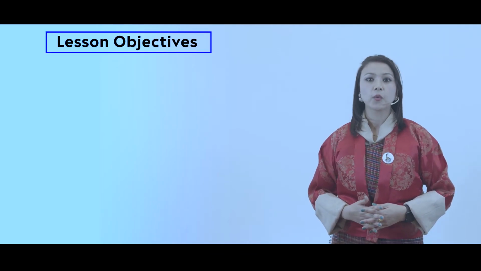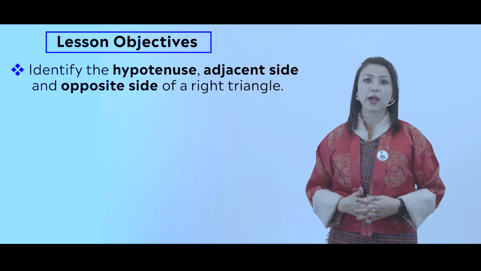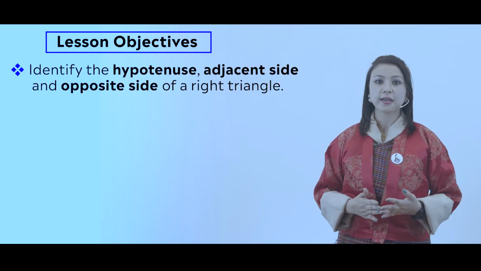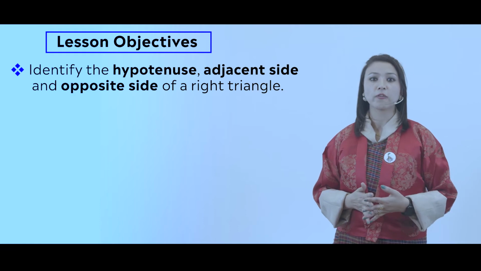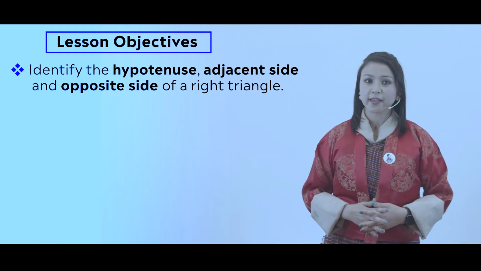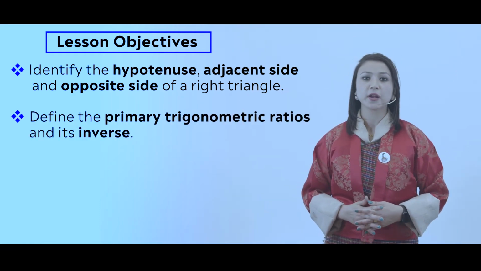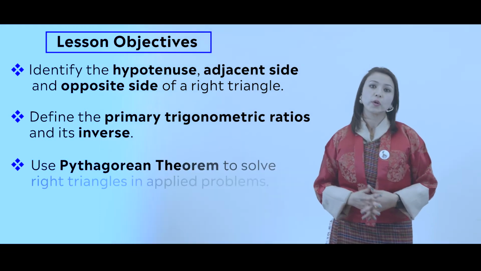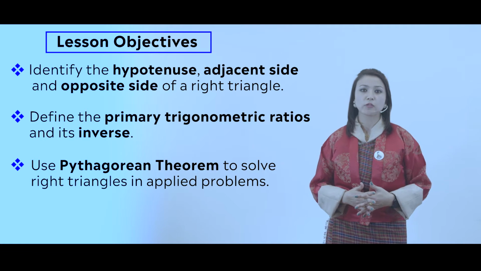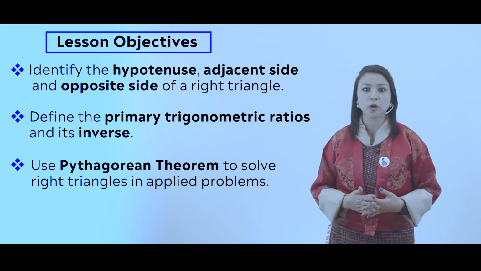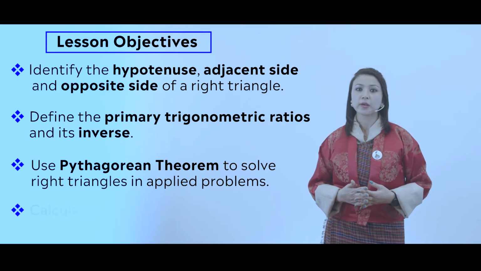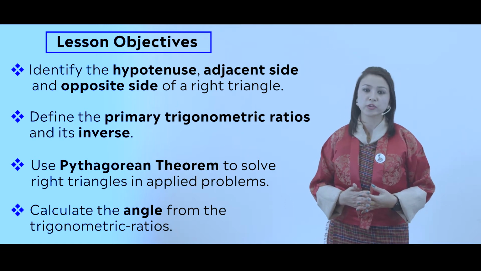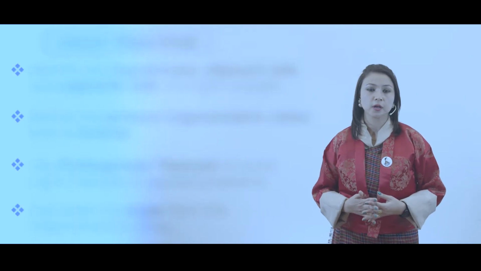In today's lesson, we'll focus on 4 key concepts. First, we'll learn to identify the hypotenuse, the adjacent side length, the opposite side length of a right triangle. Second, we'll learn to define primary trigonometric ratios and its inverse. Third, we'll use the Pythagorean theorem to solve right triangles and its applied problems. And finally, we'll calculate the angle from trigonometric ratios.